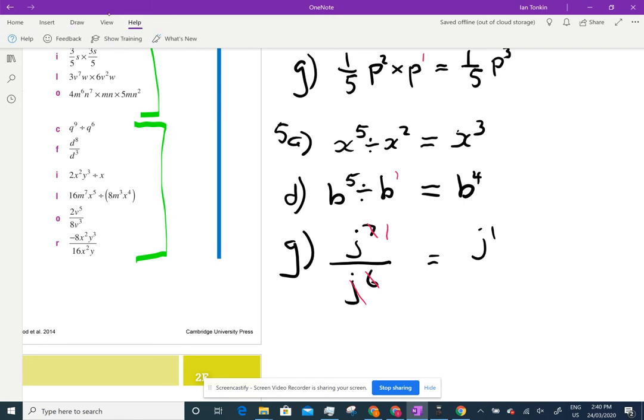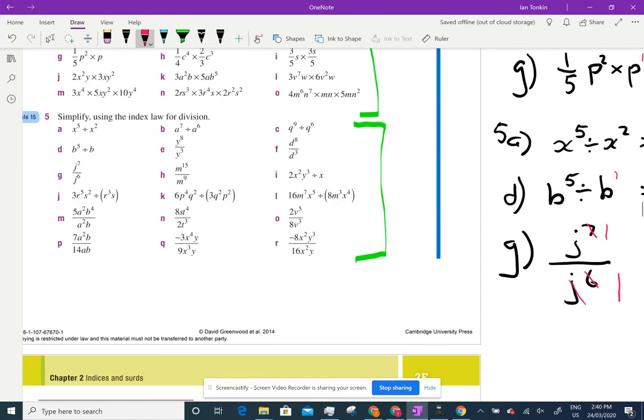And that's cancelled. Oh, but Mr. Tonkin, isn't there a 0 there? No. When you cancel, you're saying how many times does j go into that? J to the 6 goes into that once, and j to the 6 goes into that j times. All right. So again, that division should be right.